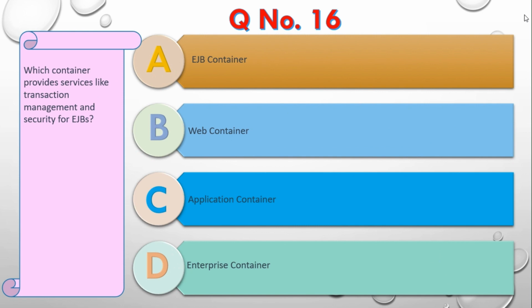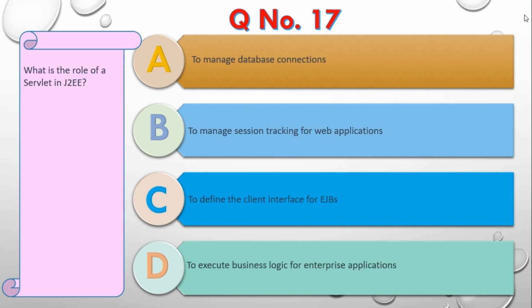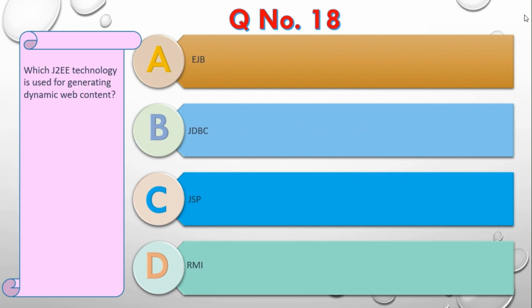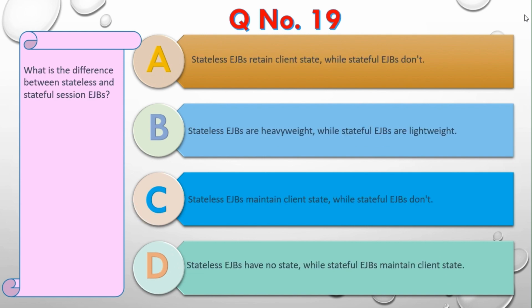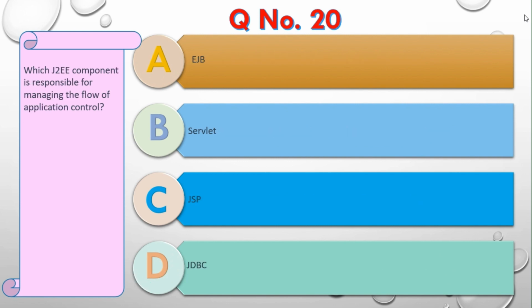Which container provides services like transaction management and security for EJBs? EJB container. What is the role of a servlet in J2EE? To manage session tracking for web application. Which J2EE technology is used for generating dynamic web content? JSP. What is the difference between stateless and stateful session EJBs? Stateless EJBs have no state, while stateful EJBs maintain client state.